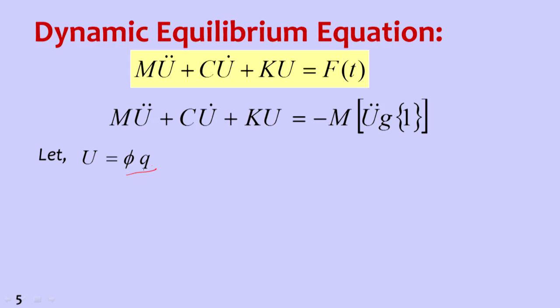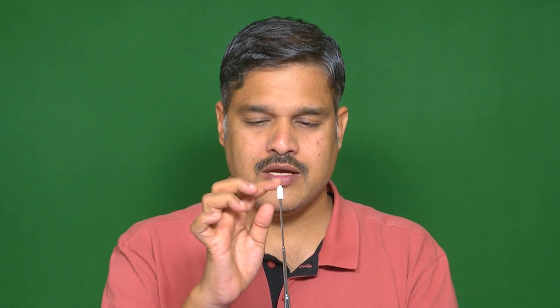So in this equation u is equal to phi q, where phi is dependent on x, that is location, and q is dependent on time. Since it is a discrete system, x takes only 3 values: the first floor value, second floor value and third floor value. That means 3 meters, 6 meters or 9 meters, assuming that each floor to floor height is 3 meters. So this is 3 meters, this is 6 meters and this is 9 meters. Only 3 discrete values it takes.